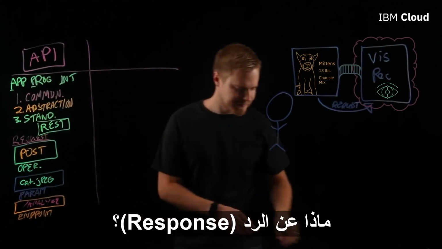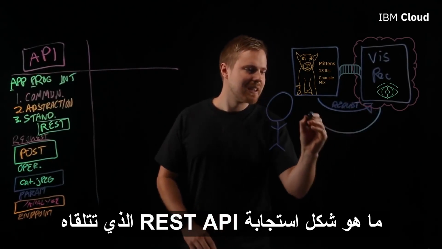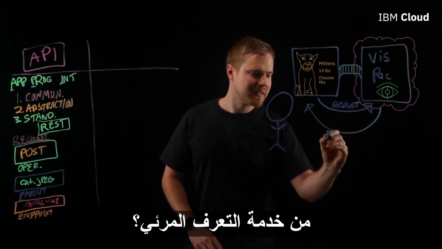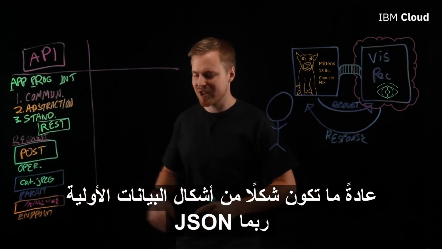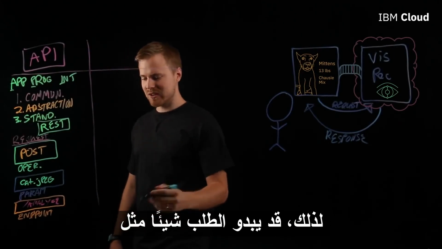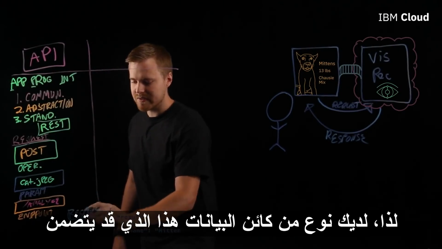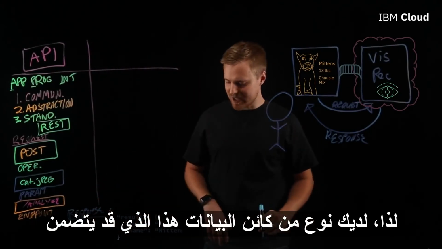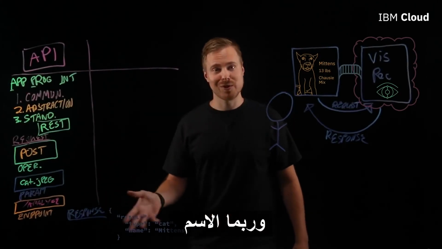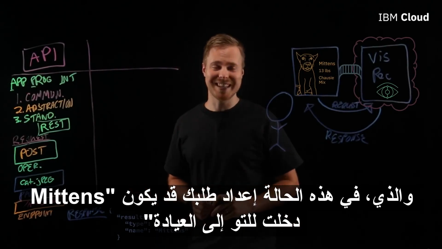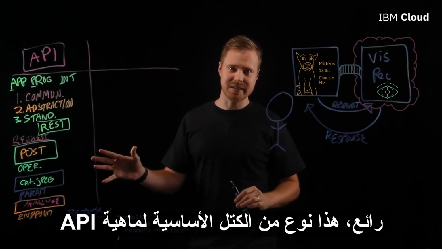How about a response? What might a REST API response that you receive back from the visual recognition service look like? Typically, it's some form of raw data, maybe JSON. So a response might look something like this, right? You have a data object that might include the result, the type, which is a cat, and maybe the name, which in this case, maybe Mittens just walked into the clinic. Great, so that's the building blocks of what an API is.